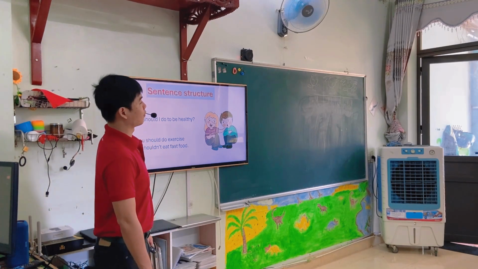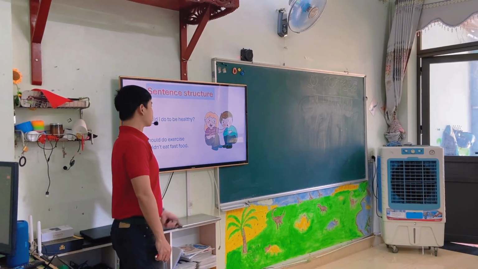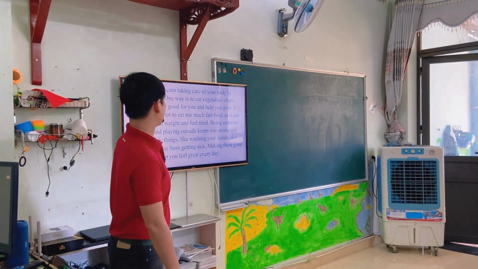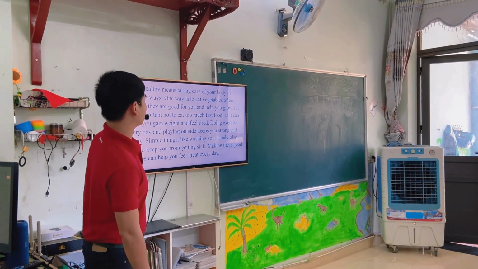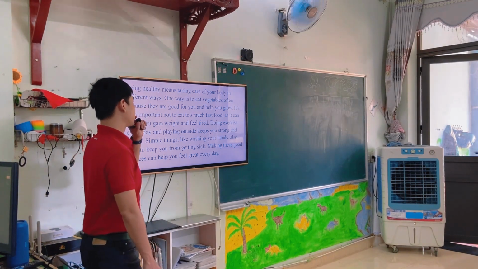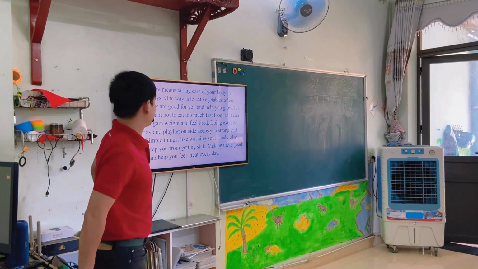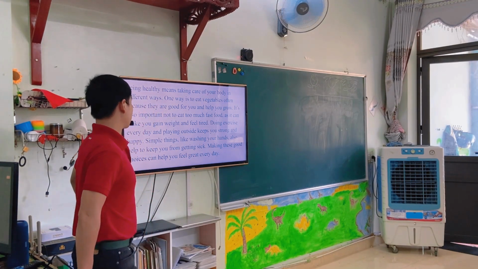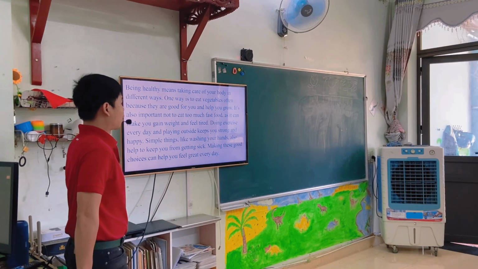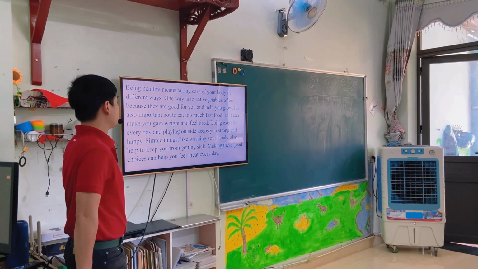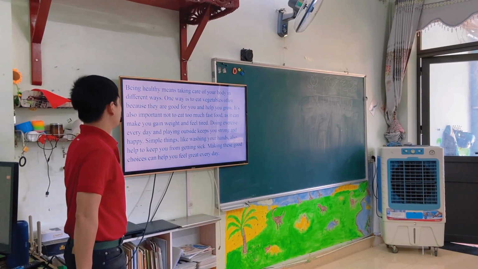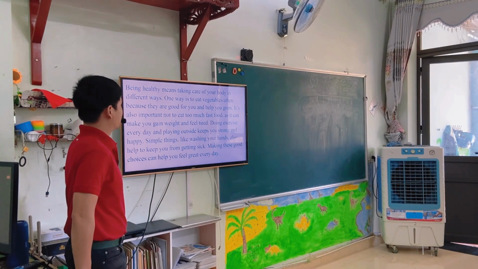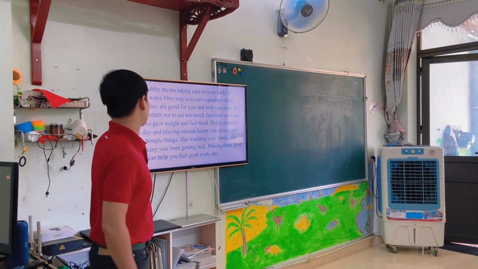Fast food. You shouldn't eat fast food. Oh, yes. Now let's come with the reading. Listen. Being healthy means taking care of your body in different ways. One way is to eat vegetables often because they are good for you and help you grow. It's also important not to eat too much fast food as it can make you gain weight and feel tired. Doing the exercise every day and playing outside keeps you strong and happy.